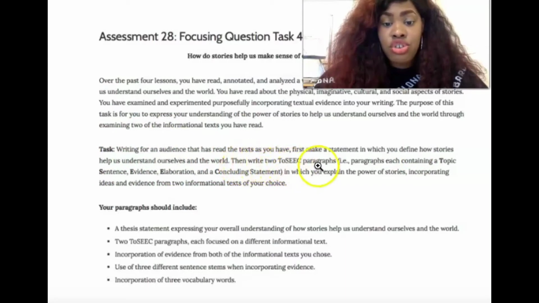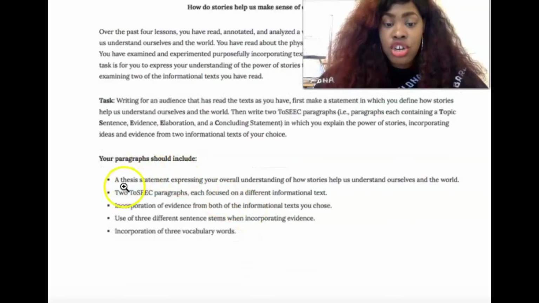Then write 2 TOSEC paragraphs containing a topic sentence, evidence, elaboration, and a concluding statement in which you explain the power of stories, incorporating ideas and evidence from the 2 informational texts of your choice. Your paragraph should include a thesis statement expressing your overall understanding of how stories help us understand ourselves and the world. 2 TOSEC paragraphs, each focused on a different informational text.